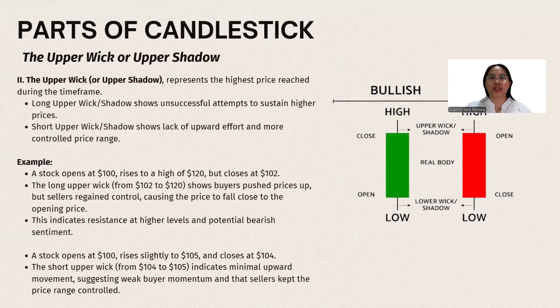Now, another part of the candlestick is the upper wick or the upper shadow, which represents the highest price an asset reaches during a specific time frame. So a long upper wick indicates a bearish sentiment. It shows that while buyers push the price higher, sellers regain control. Meanwhile, the short upper wick depicts a limited upward movement. By analyzing the length of the upper wick, we can gain insight into market sentiment, resistance levels, and potential price trends.